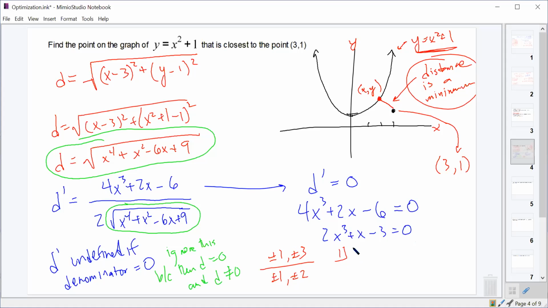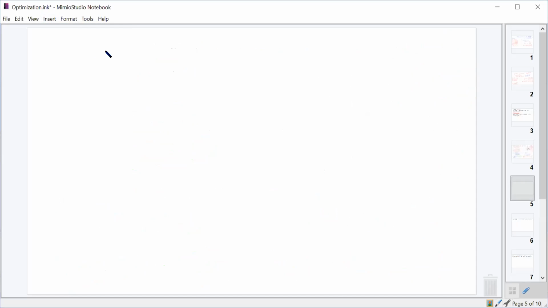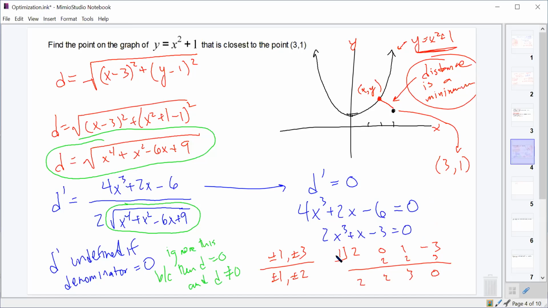So let's plug in 1 into synthetic division. So 2 for 2x cubed, 0x squared, 1x, and negative 3. So bring down the 2, multiply by 1, add the 2, multiply, add, multiply, and add. And this should tell us that 2x cubed plus x minus 3 factors into, we're going to need a new page for this, x minus 1, because that's from the 1 that we used, and then 2x squared plus 2x plus 3.